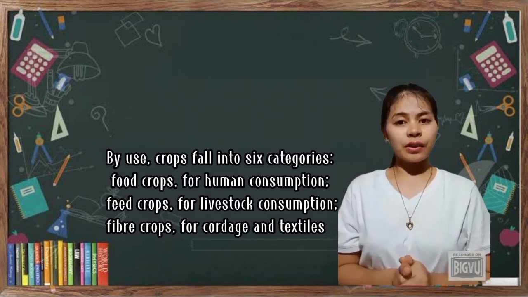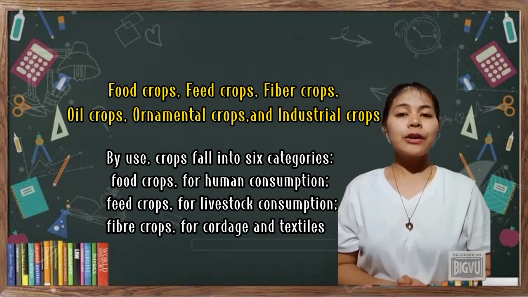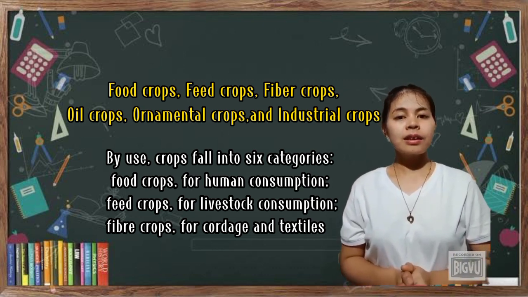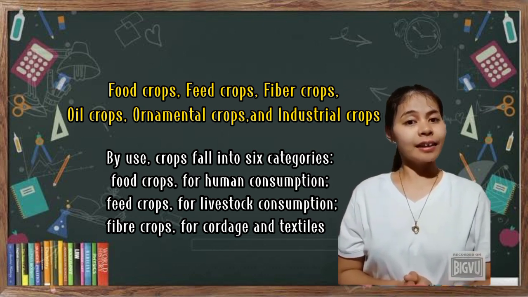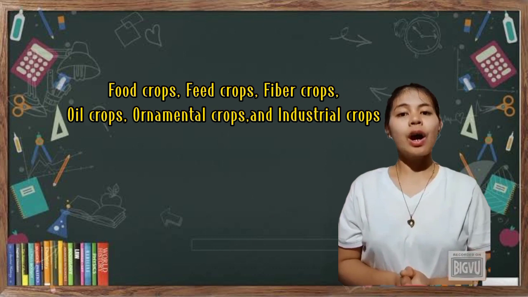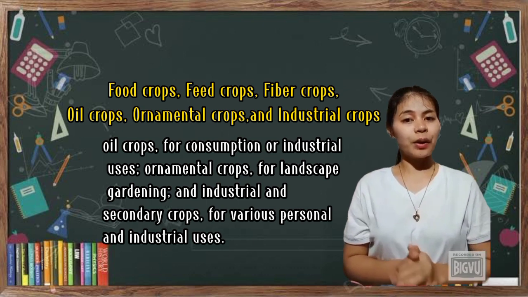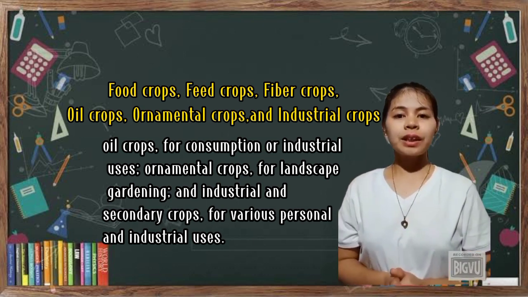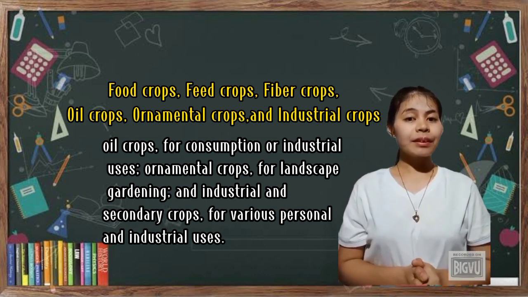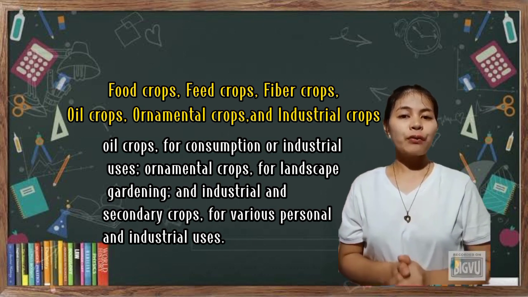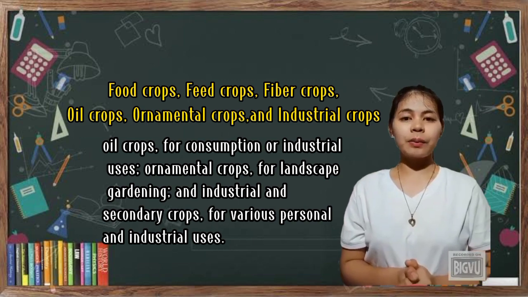Crops fall into 6 categories: food crops for human consumption, example wheat and potatoes; feed crops for livestock consumption, example oats and alfalfa; fiber crops for cordage and textiles, example cotton and hemp; oil crops for consumption or industrial uses, example cottonseed and corn; ornamental crops for landscape gardening, example dogwood and azalea; and industrial and secondary crops for various personal and industrial uses, example rubber and tobacco.